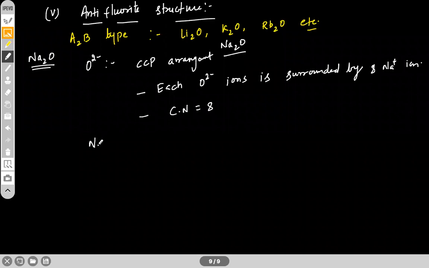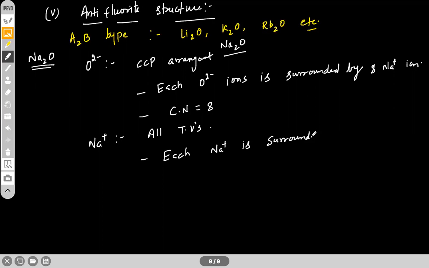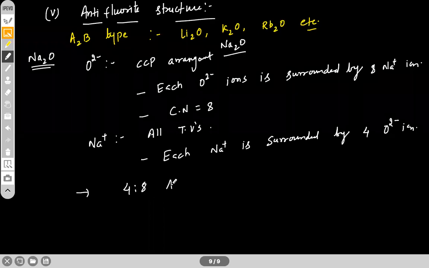Now for Na plus, it is present at all tetrahedral voids, and each Na plus ion is surrounded by 4 O2 minus ions, and hence it has a 4:8 arrangement.